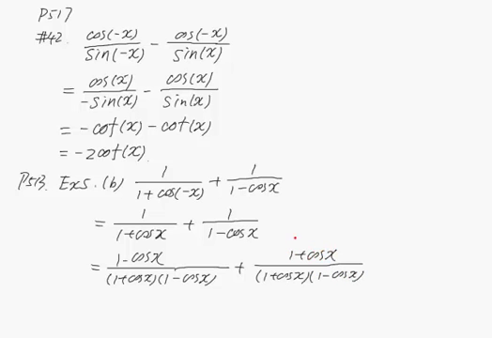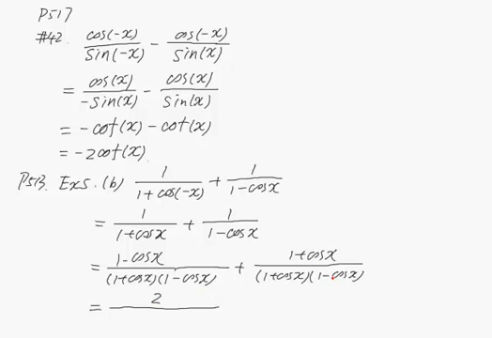Now, these two fractions have the same denominator, so we may just add the numerators. So you add these two numerators. So 1 plus 1, 2. Negative cosine x, positive cosine x cancel. So you get a 2 for the numerator, right?